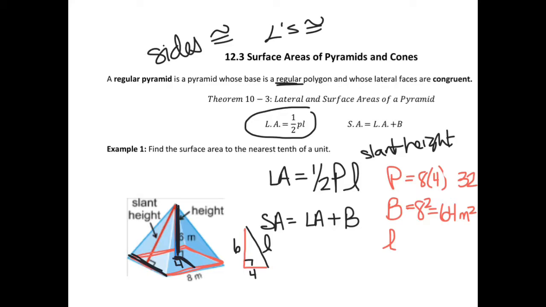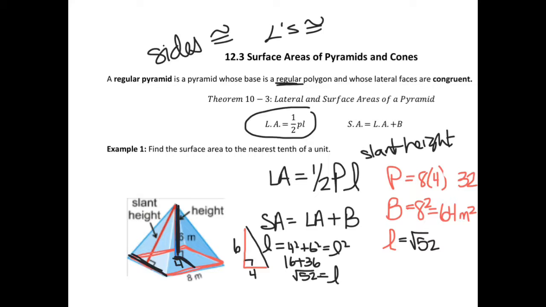So to find my slant height, L, I have to use the Pythagorean theorem. 4 squared plus 6 squared equals L squared. 16 plus 36, well, that's 52. So the square root of 52 is L. And I'm going to leave it just like that. I'm not going to do anything else with it.